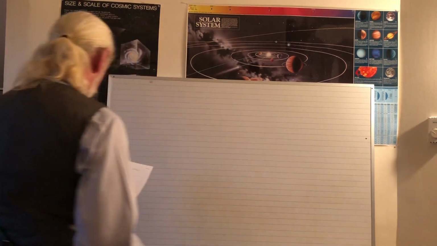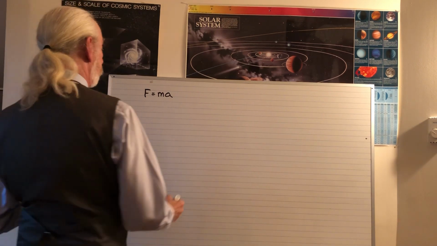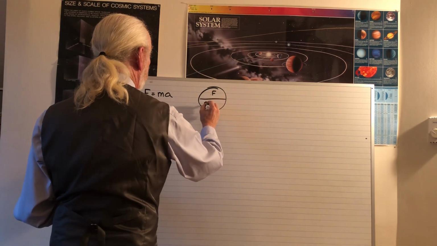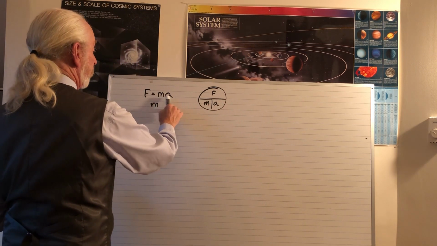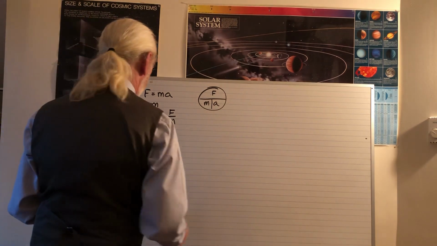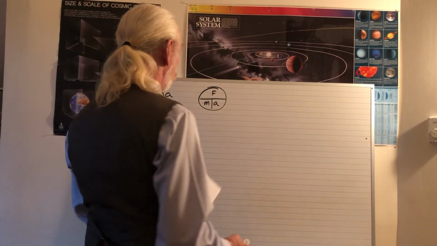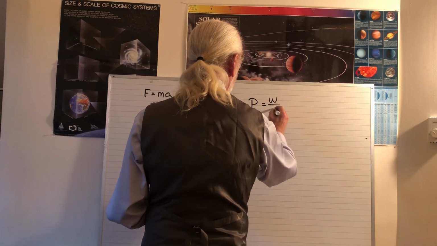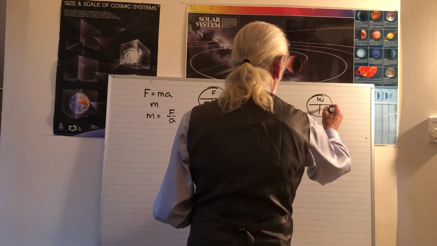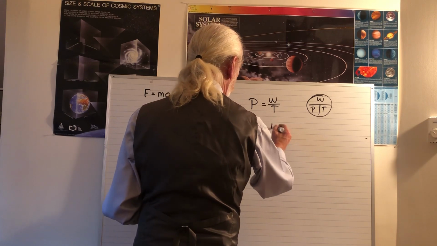So our first one is force equals mass times acceleration. That's the second most famous equation in physics. It comes from Sir Isaac. And we want to solve for m. All right, so force, mass, acceleration being multiplied here. So what does m equal? Force over acceleration. The next one, power equals work over time. So, we see anything on top? Yeah, work. Work over time equals power. Therefore, time equals work over power.